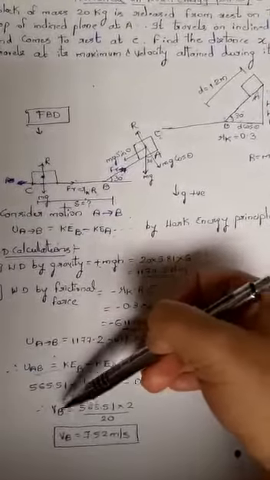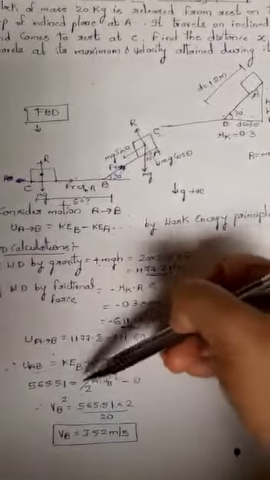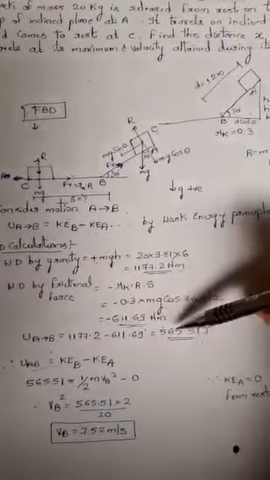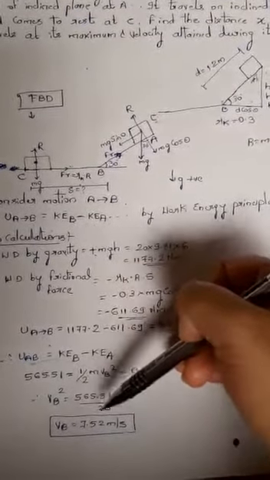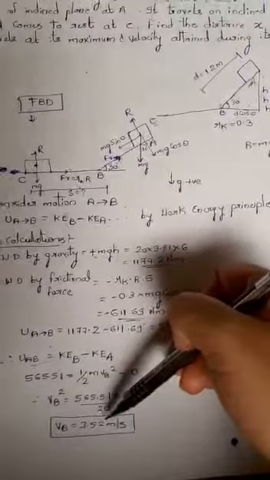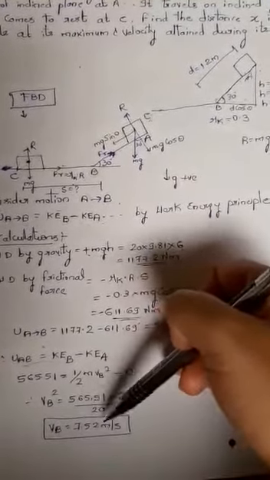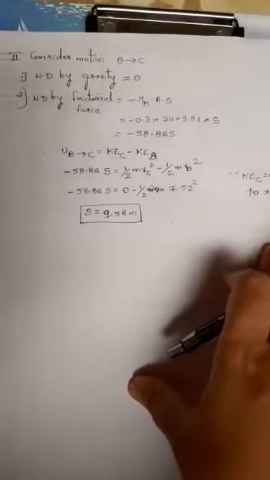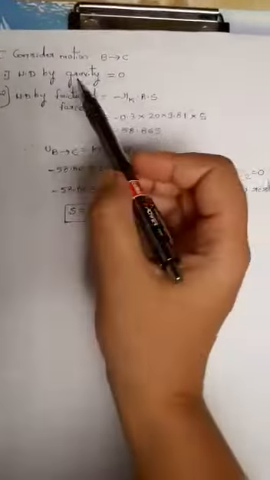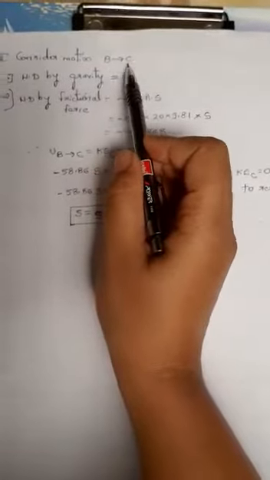From this I will simplify this equation. This is a known value we just calculated. So hence we get the velocity attained by the block at this point, that is 7.52 meter per second. Now this was considering the motion from A to B. The next step is to consider the motion from B to C.